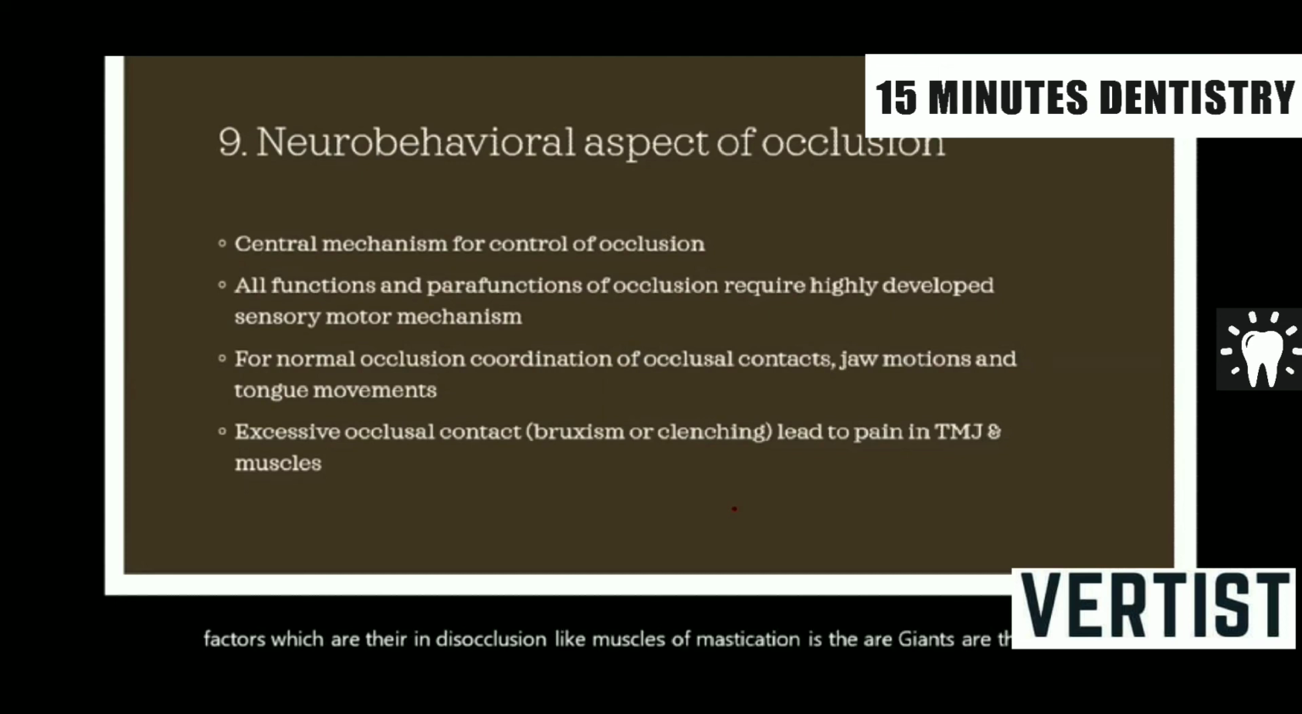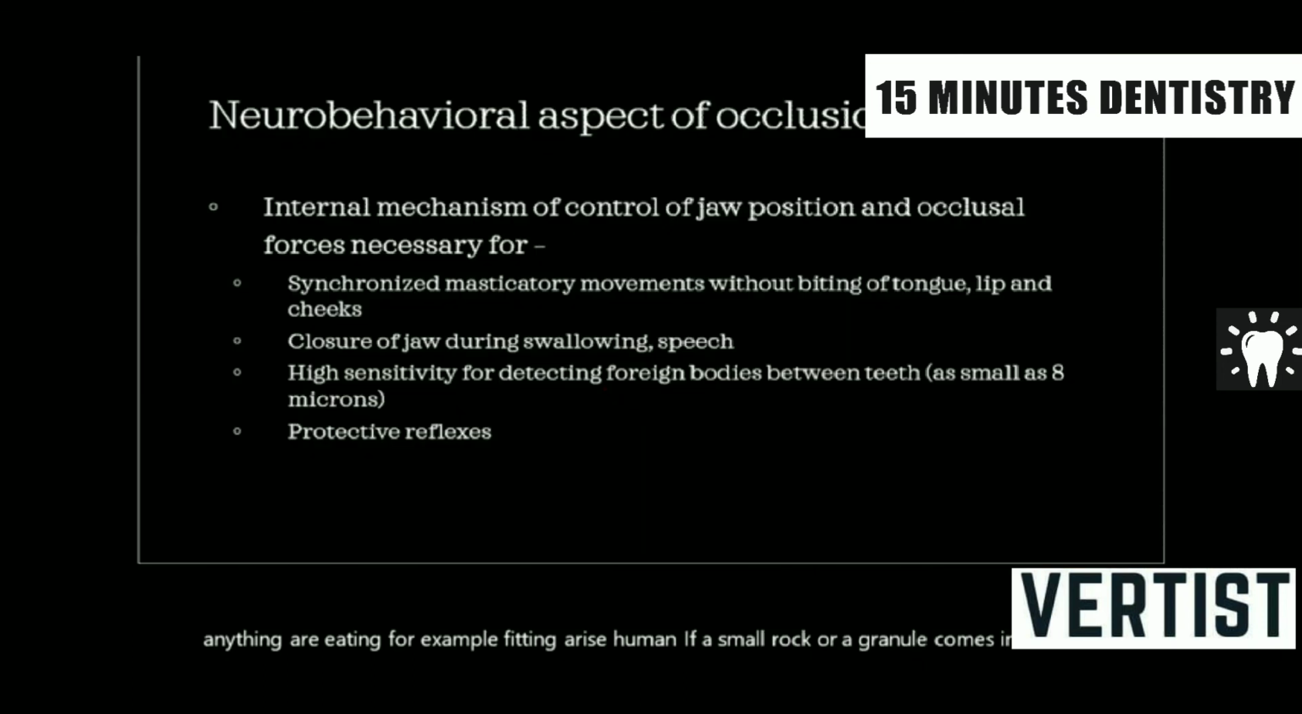So why are they there? Because this particular control of occlusion is very intricate. Just imagine, for example, if you are eating rice, even if a small rock or granule comes in between, you are still able to notice it. That is because of this aspect. We can detect almost an 8 micrometer foreign particle present between our tooth surfaces. Okay. How is that possible? That is possible by the intricate control of this entire neural mechanism.